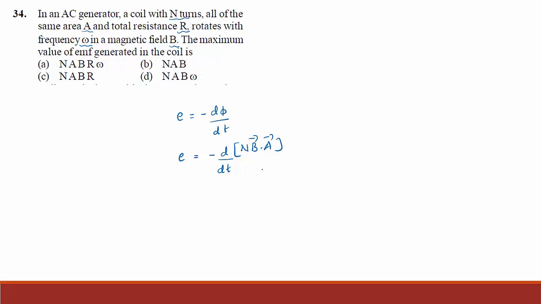Right, that is the product of magnetic field lines into cross-sectional area or surface area. So E equal to minus n d by dt of B dot A, which can be written as BA cos theta. Theta we can write as omega t. So E equal to NBA, and here you can differentiate this equation, we will get omega. So differentiation of cos gives minus sine omega t, minus into minus will be plus sine omega t.